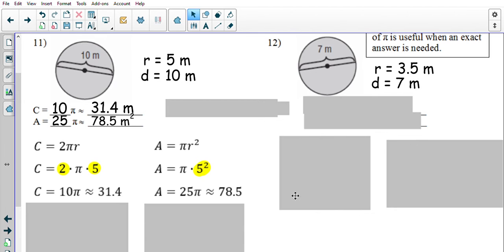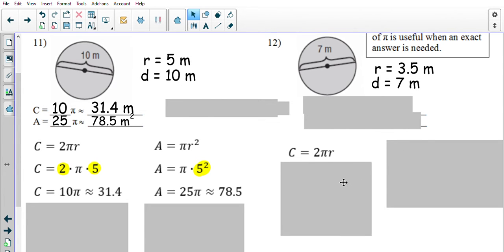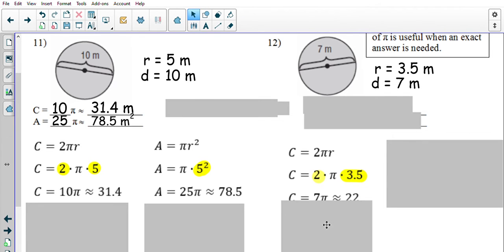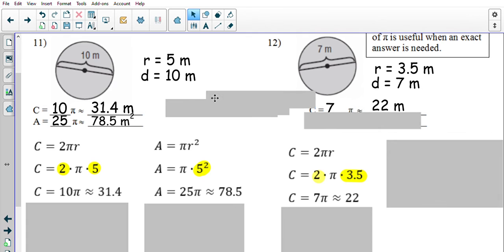All right, in number 12, we are given the diameter again. The radius is half of that, so half of 7 is 3.5. So circumference is 2 pi r, replace r with 3.5. Then I take 2 times 3.5, that gets me 7. So my circumference is 7 pi, which ends up being about 22. Something you might notice is, remember that other formula that's not on the formula sheet for the circumference of a circle is pi d, and the diameter is 7, so pi times 7 kind of makes sense. For the last one, we had 10 pi, pi times d. And I'll go ahead and reveal that up here. So 7 pi, which is about 22 meters.